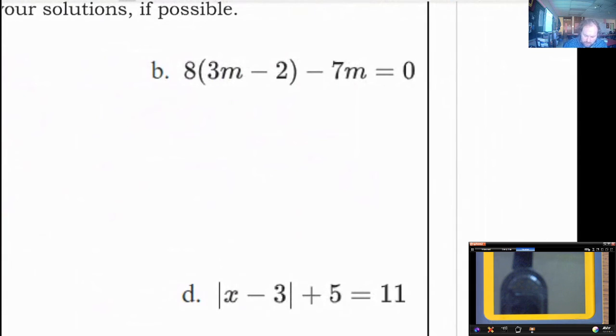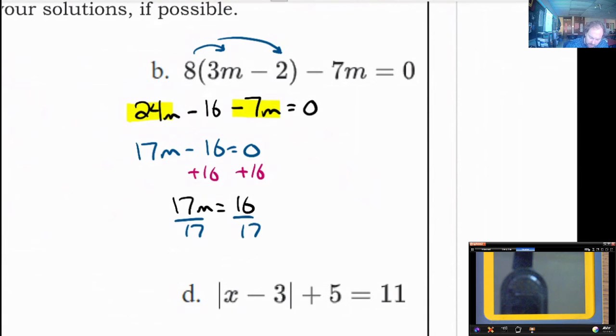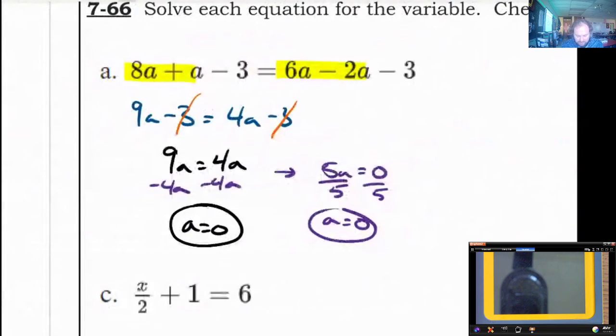Question B. Here we got a distributive property in the front, so let's do that first. 8 times 3m is 24m minus 16 minus 7m equals 0, like that. Then we'll do 24m minus 7m. That's going to be 17m minus 16 equals 0. We'll add the 16 to both sides, and this gives us 17m equals 16. We will divide the 17 on both sides, and we will finally get the answer we're looking for, which is 16 divided by 17, and there you go. Not a whole number? Who cares? I don't even know what 16 divided by 17 is.